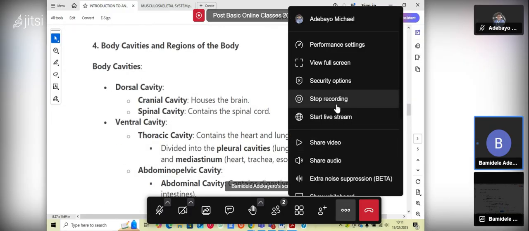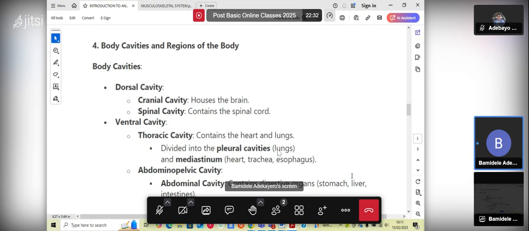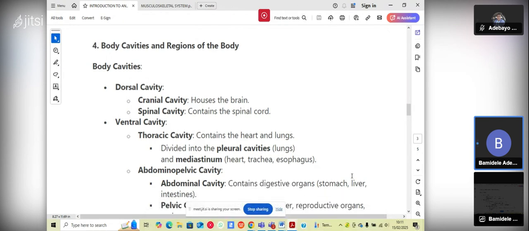Now we have body cavities. All of these are just terms and terminologies that will help you understand and appreciate the distribution of organs in anatomy, so that you understand where they are located when they begin to describe them. It wouldn't sound like jargon. You have the full understanding as you go through. Body cavities are like houses, like holes that house or keep the organs in the body.